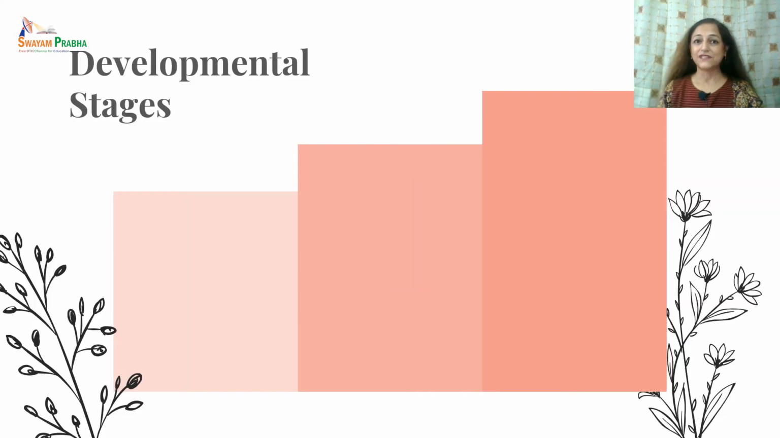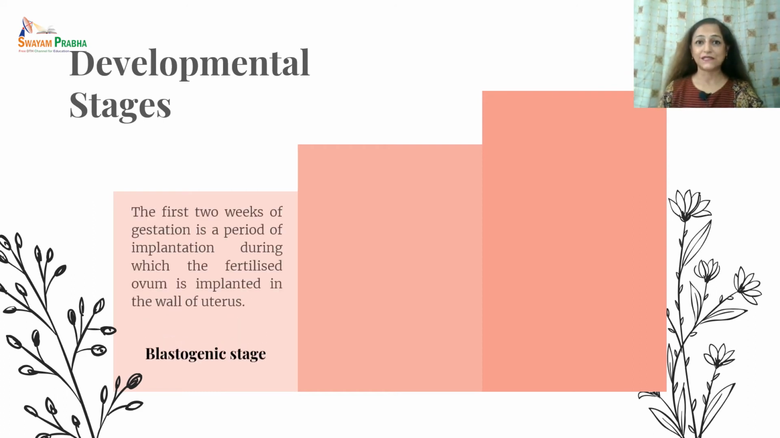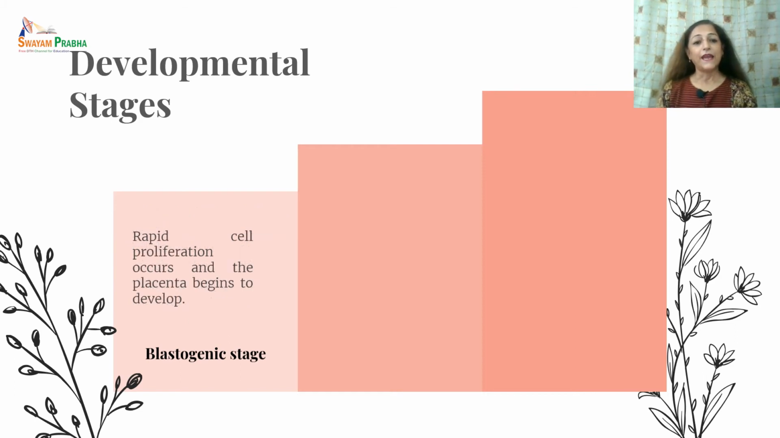These developmental stages can be divided into three stages. So let us study all these three stages. The first stage is known as the blastogenic stage. The first 2 weeks of the gestation, that means after the time of conception till the 2 weeks, is the period of implantation, during which the fertilized ovum is implanted in the walls of the uterus of the mother, and there is rapid cell proliferation.